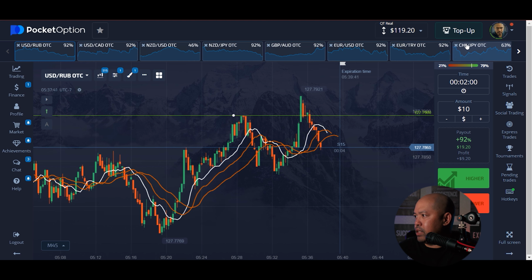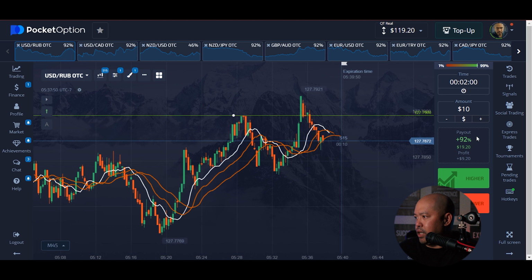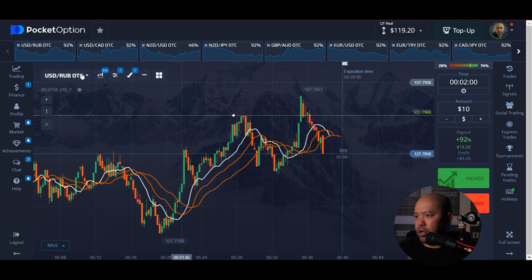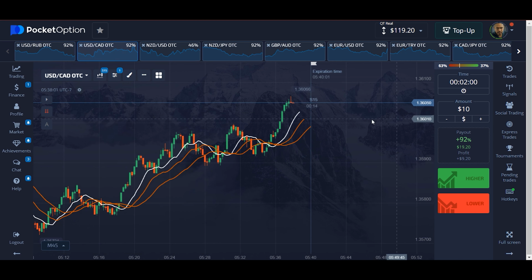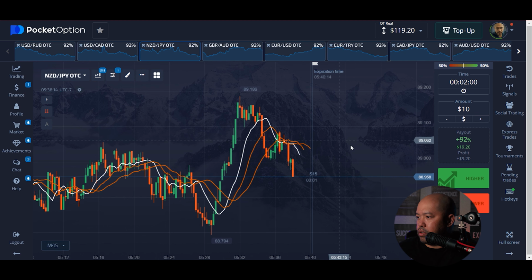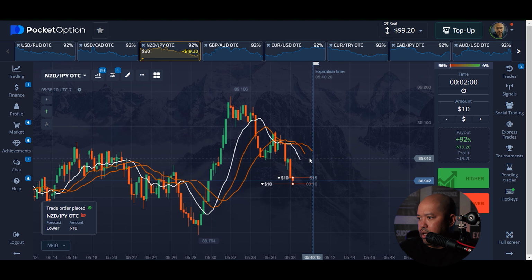I am fixing my currency pairs here because the price has changed. We're still good there. So that's something you want to also look for, is make sure the payout stays the same. So let's go ahead and find another chart. All right, looks like we found something here. We're gonna go low, do another one right there.